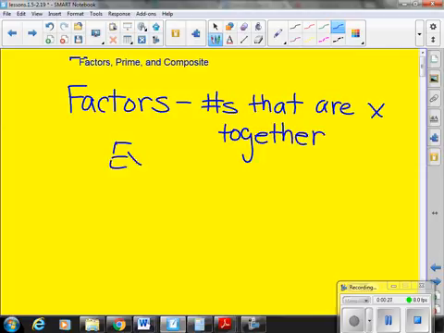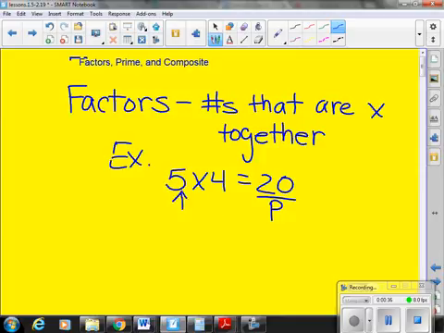An example of factors would be like 5 times 4 equals 20. 20 is the product. 5 and 4 are both factors because you multiply them together to get 20. So if I asked you what was a factor of 20, you would say 5 and 4 because you can multiply them together. Now, if I ask you other factors of 20, you could use that same principle.